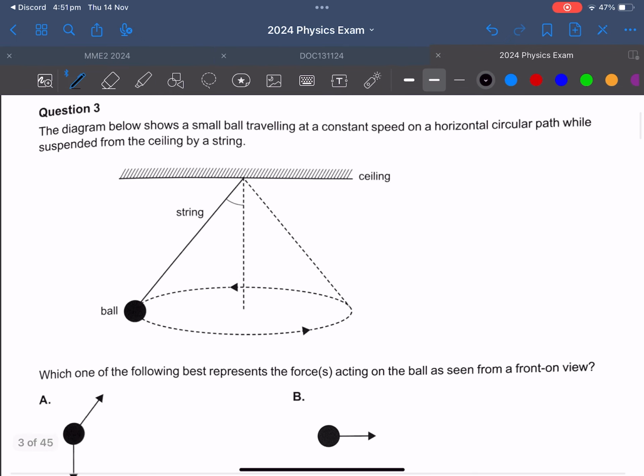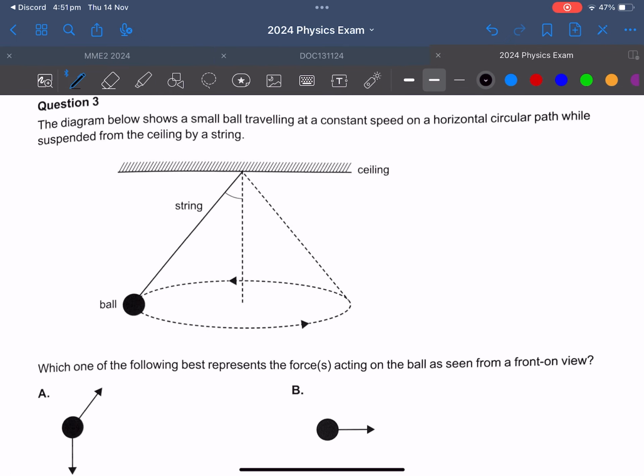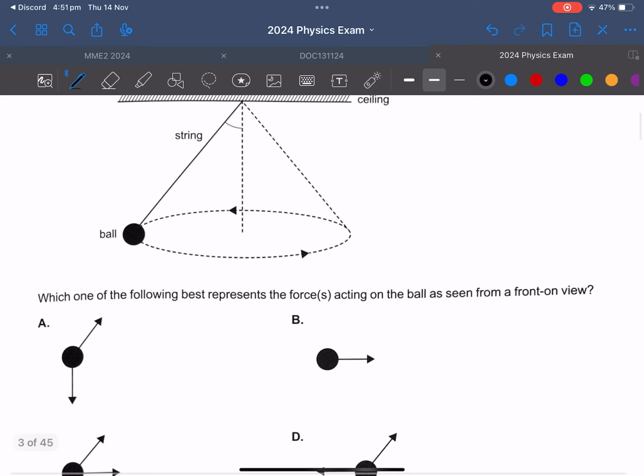Okay, the diagram below shows a small ball traveling at a constant speed on a horizontal circular path while suspended from the ceiling by a string. Okay, which one of the following best represents the forces acting on the ball as seen from a front on view?